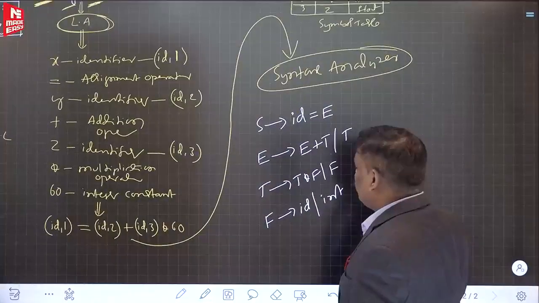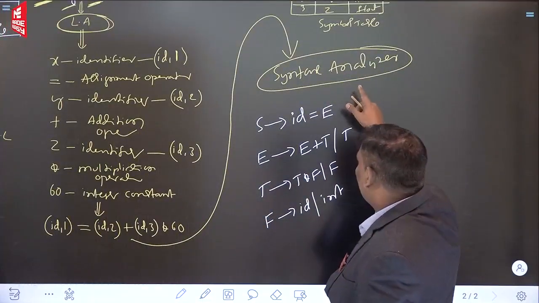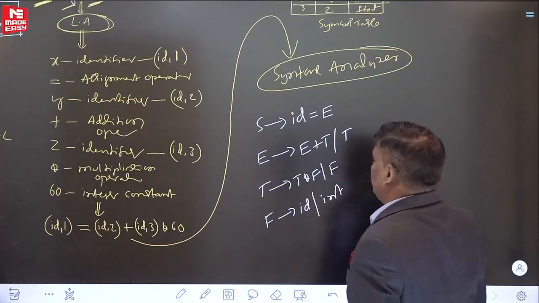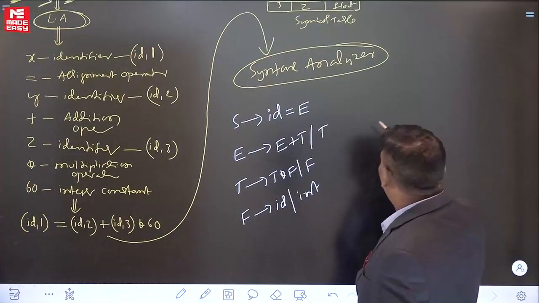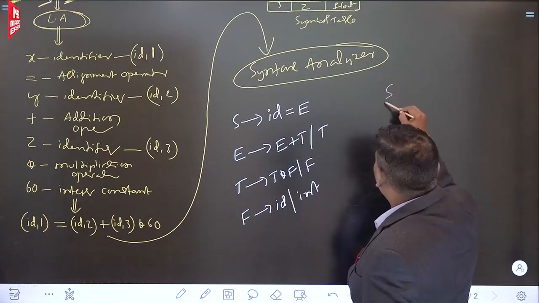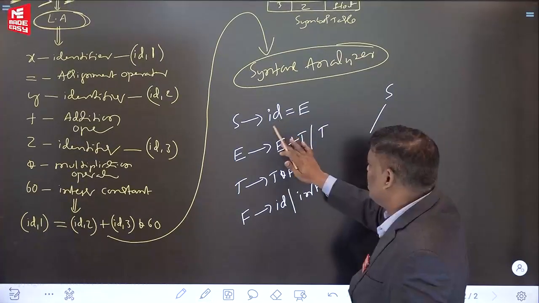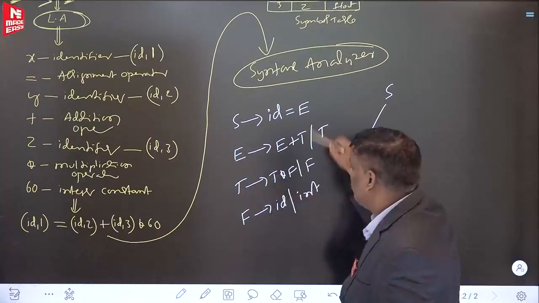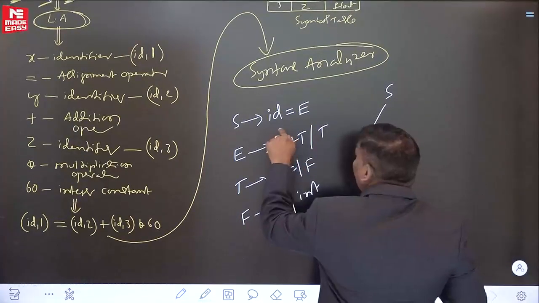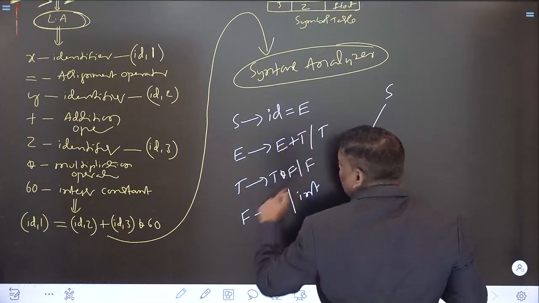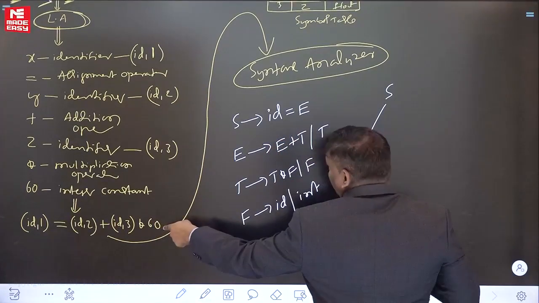The syntax analyzer's input is a token string. What is the output? I will explain. See carefully. This is the grammar. Please be careful. Now, from this grammar, I want to generate this string.